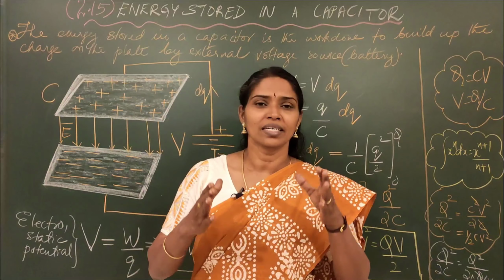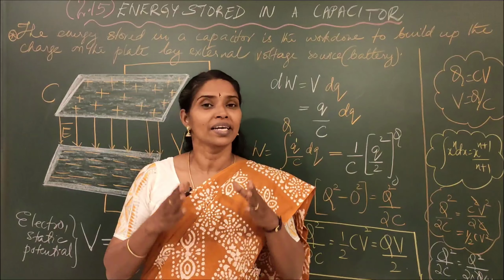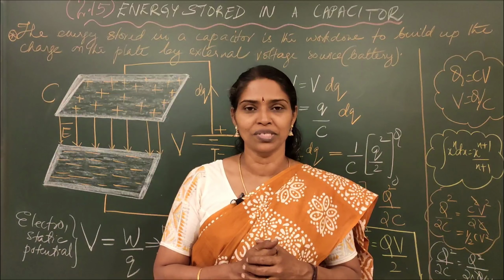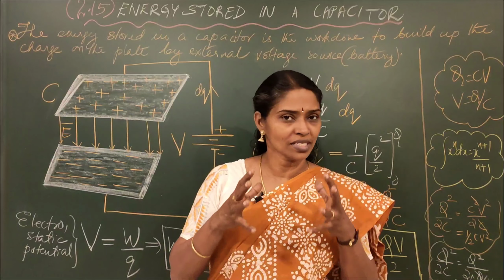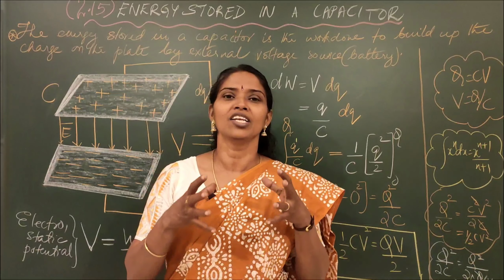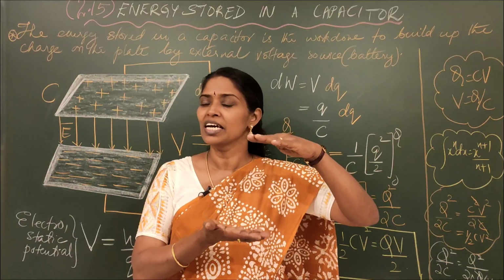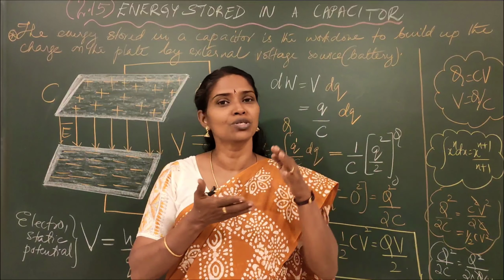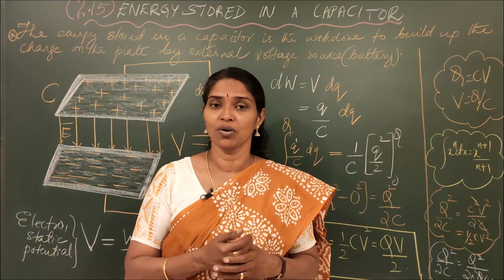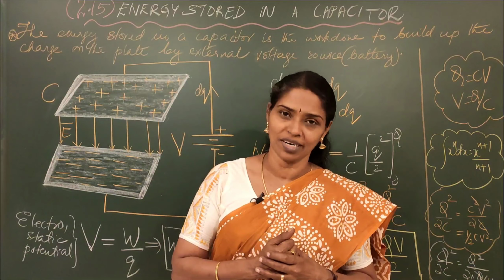We know that potential is work per unit charge. So here again the same concept we are using. We need to do some work in order to charge the plates. We have two plates. To charge the plates we need to do some external work. Why? So let us see why we are using some work.